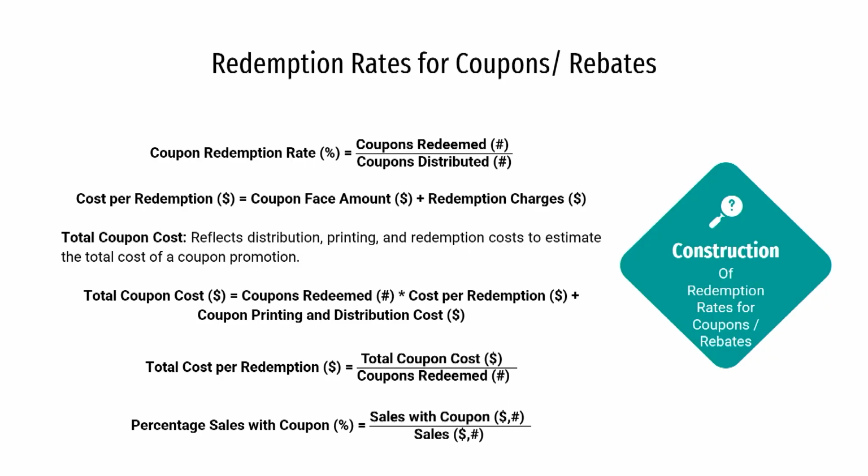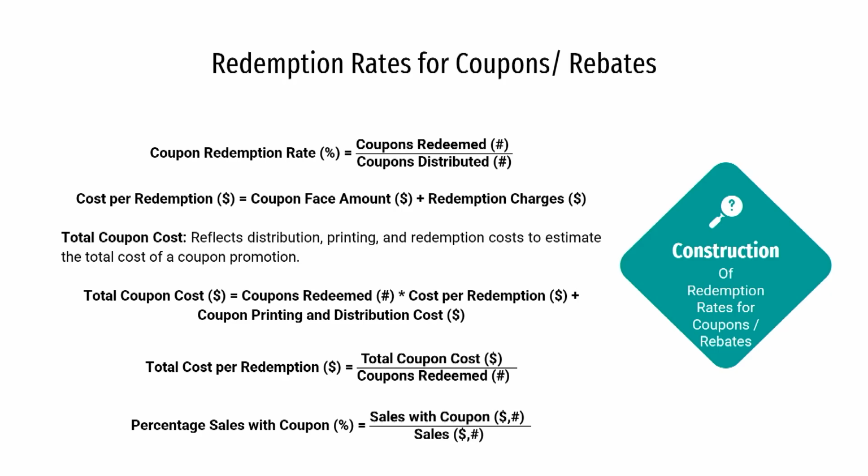Let us look at the formula for this metric. The first metric is the coupon redemption rate. How can we construct this coupon redemption rate metric? It is the number of coupons redeemed divided by the total number of coupons distributed across channels.